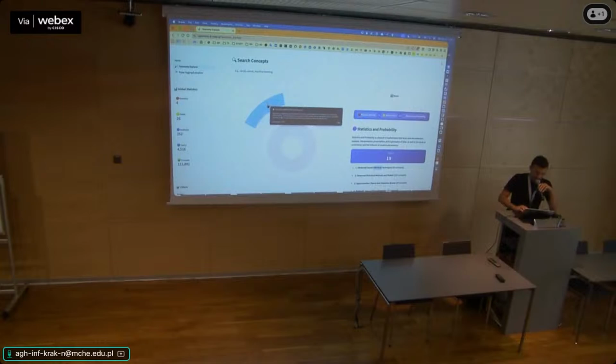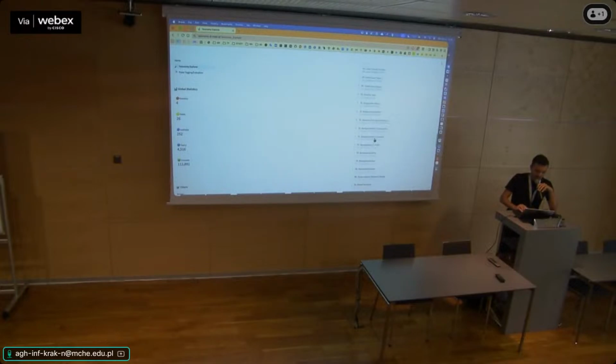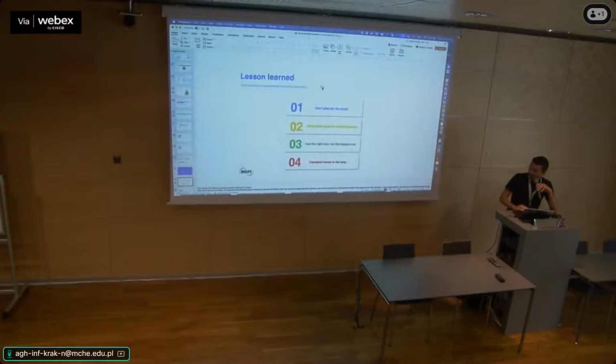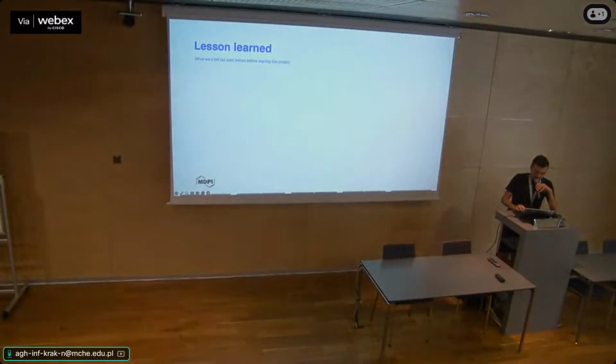For example, okay, let's go for statistical method and inference. And again, here you can see all the concepts that we built, and you can even go through and inspect them. So this is just a quick distribution, just to let you know how we also keep track of this. And some lessons we learned, just to close my talk.